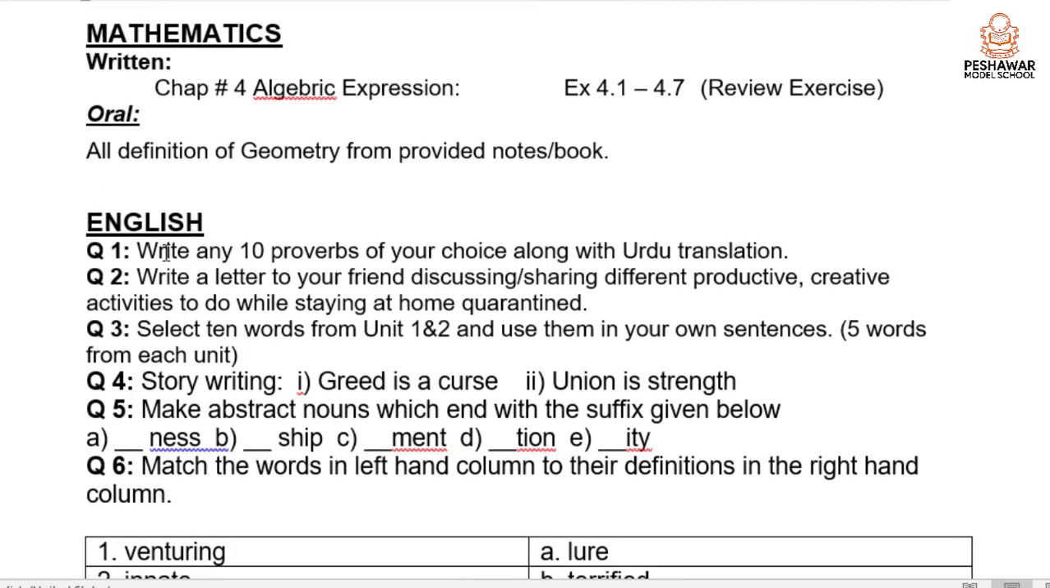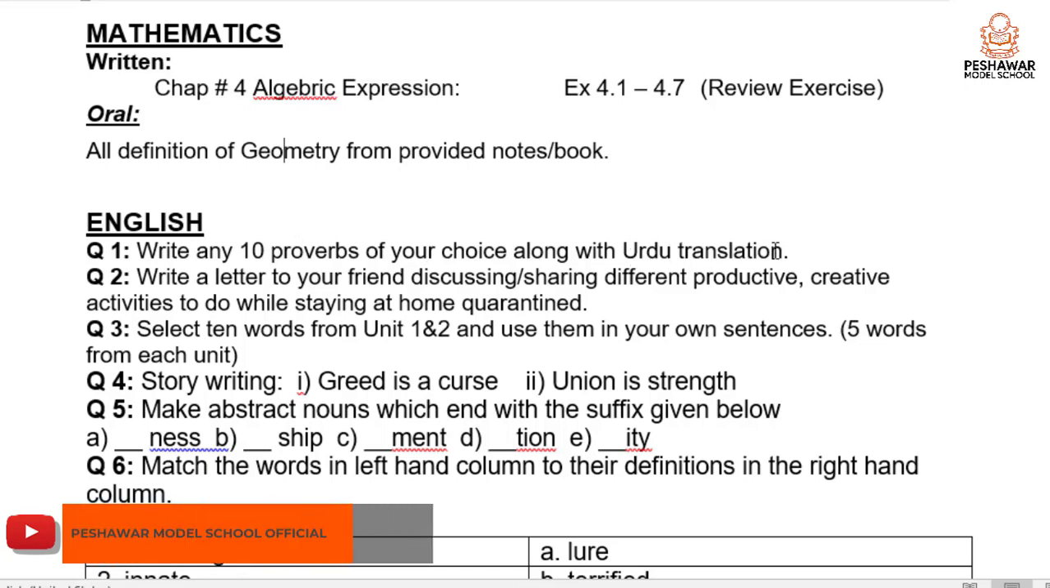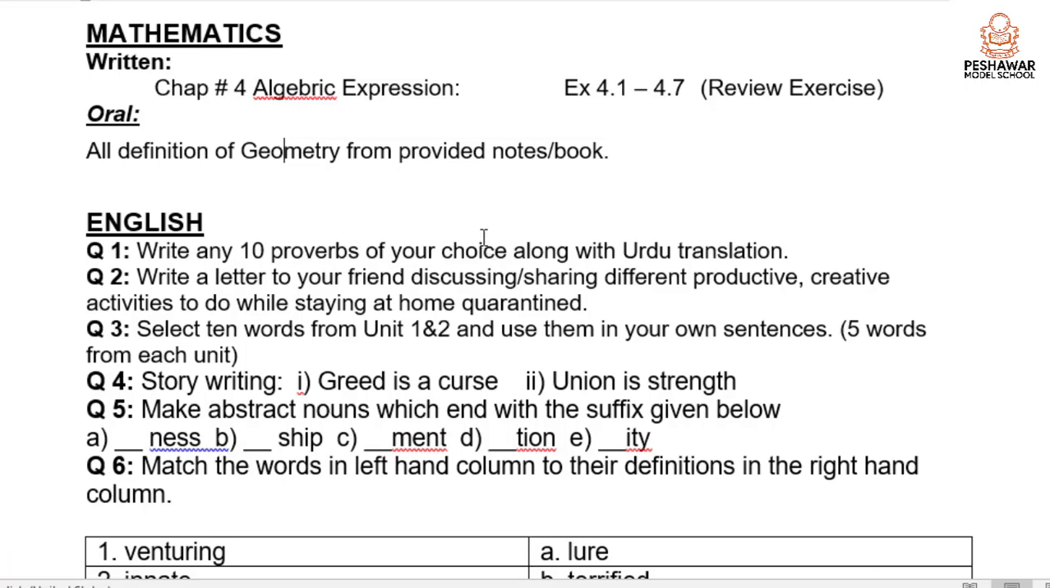Coming towards the English task, question number 1 is, write any 10 proverbs of your choice along with their Urdu translation. So dear students, you can consult Google. In that you can find hundreds and thousands of proverbs, and you can even find their Urdu translations. So you have to learn it and you have to write it.